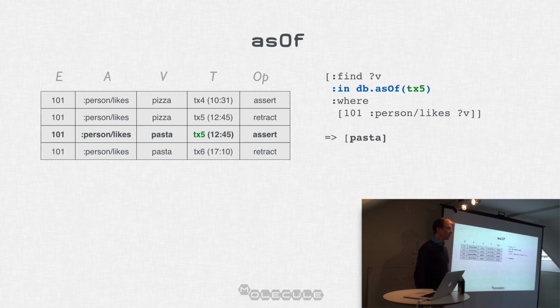But then you can't look at just the last value. You always get a set of the existing values. So if you started out with pizza, and then you assert pasta also, then he likes two things, right? So if you want to take away one of them, you would have to tell Datomic which one it is that you want to retract.